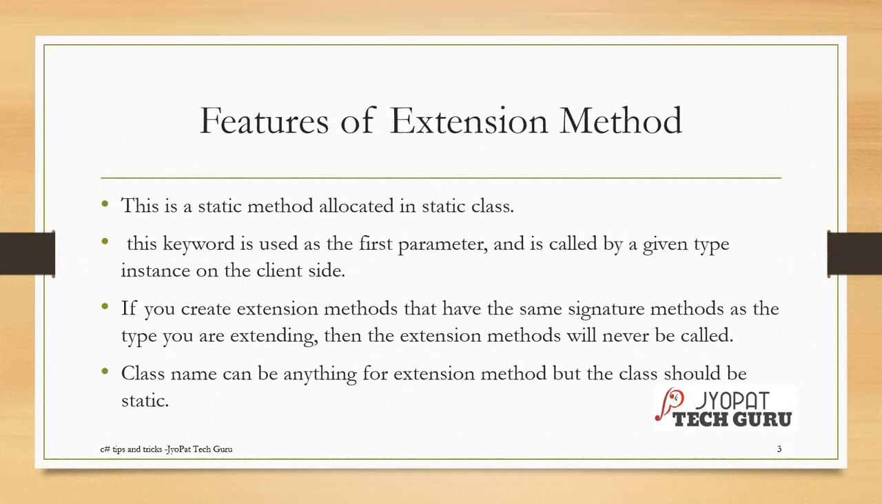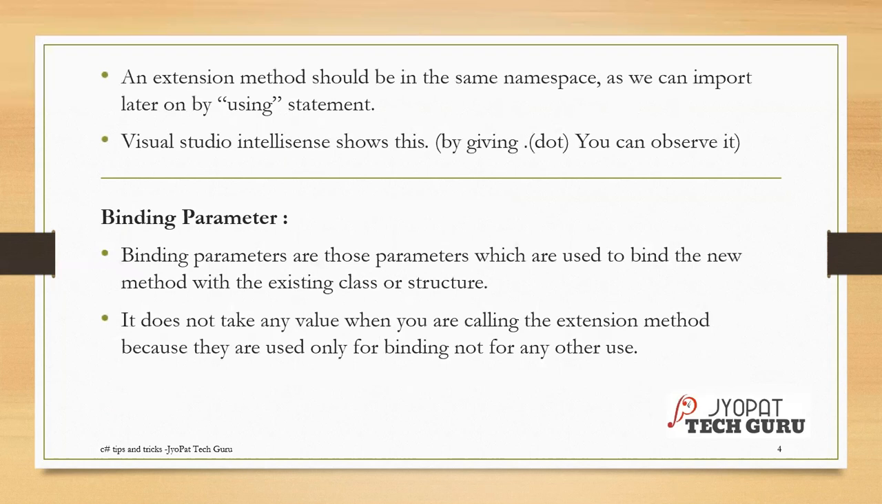The class name can be anything for an extension method, but the class should be static. So the this keyword and the static keyword play a very important role in an extension method. An extension method should be in the same namespace, or we can import it later by using a using statement. You might have used using in your coding. We usually give using for adding a namespace as well as referring to some important things which we have already written in the code.